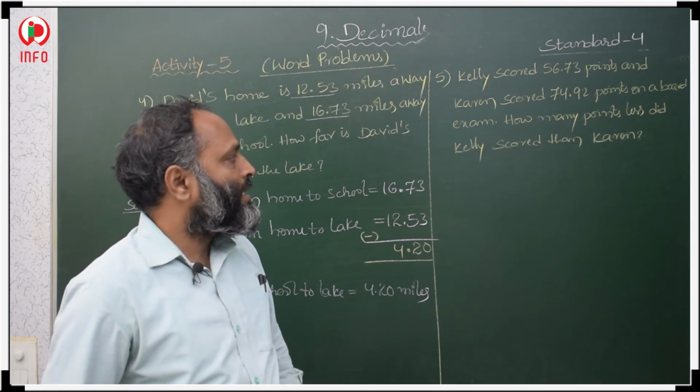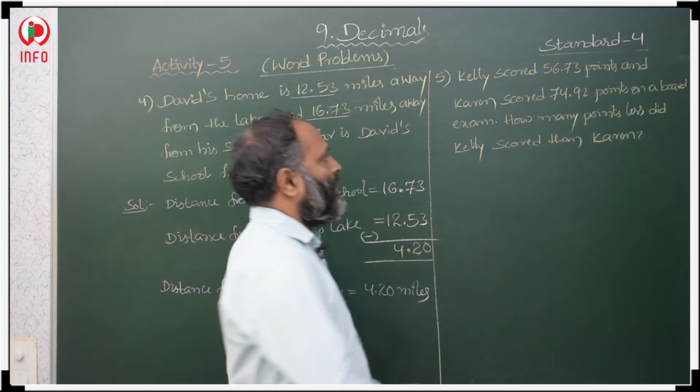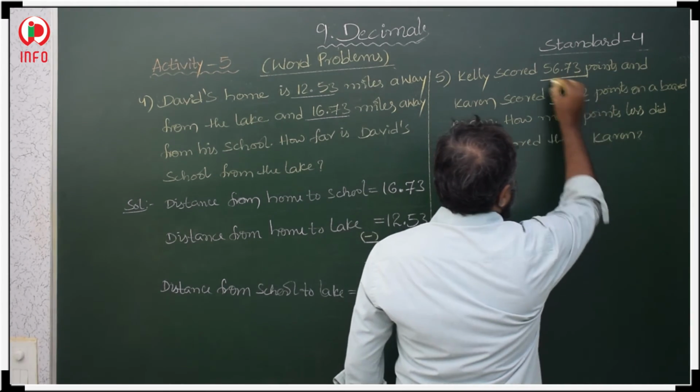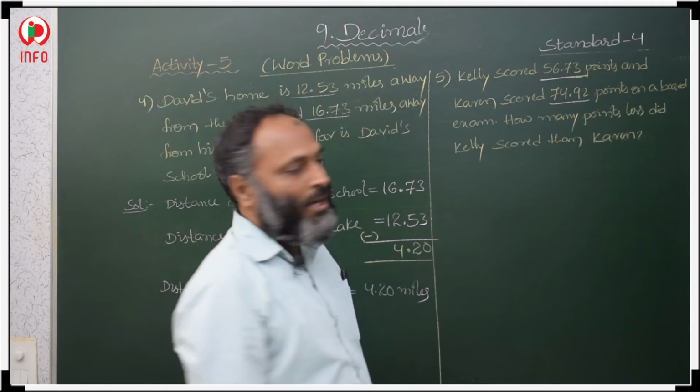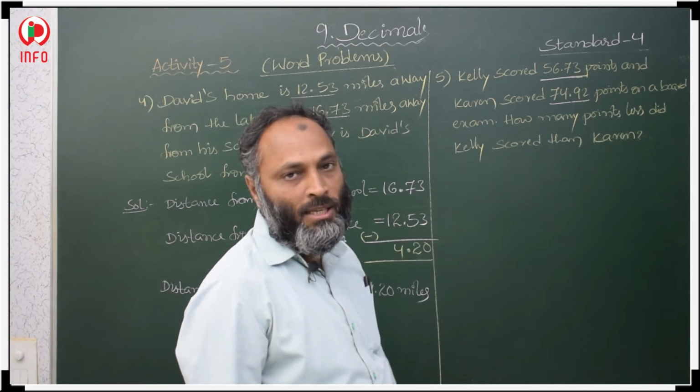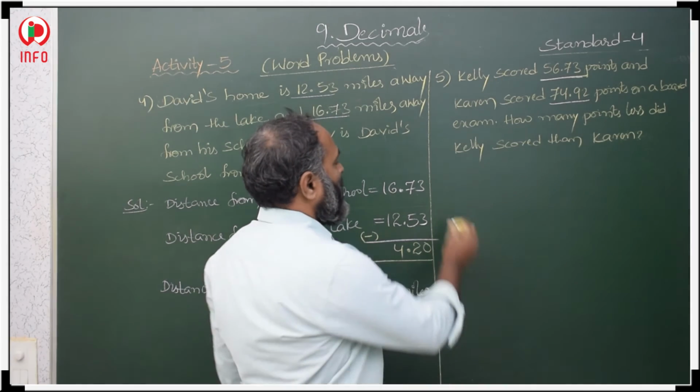How many points less did Kelly score than Karan? So this is Kelly's score and this is Karan's score. So Karan got more. So then how many less did Kelly get? He is asking. Means we have to subtract.